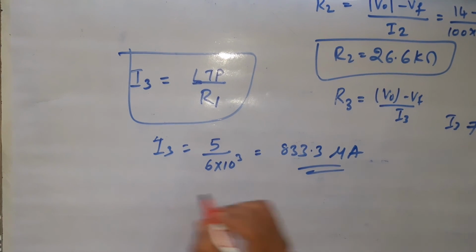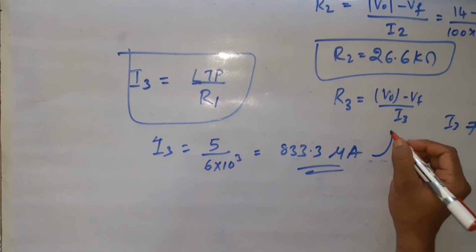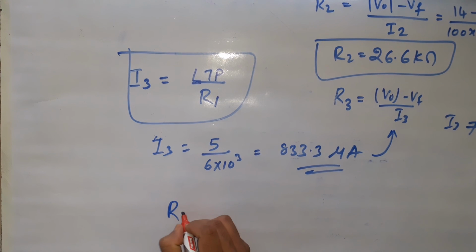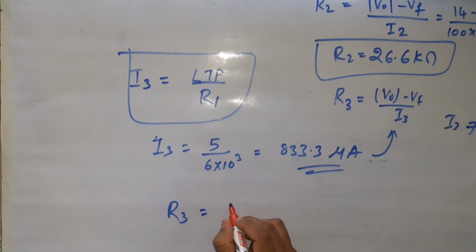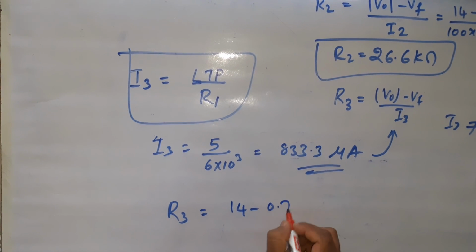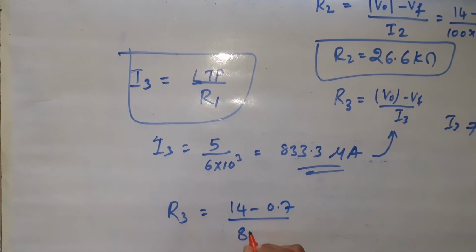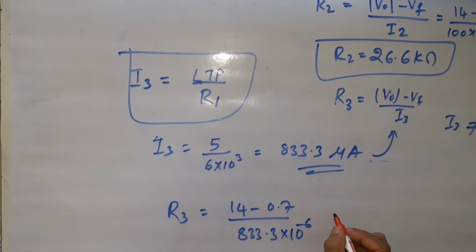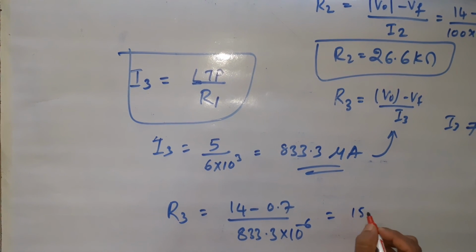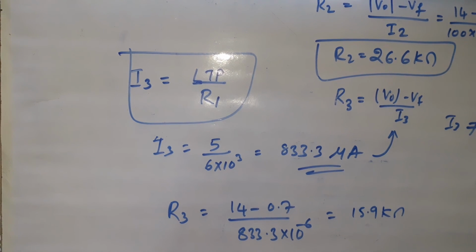So after using this I3 into R3, what is V0? 14 minus 0.7 divided by I3. 833.3 into micro means 10 raised to minus 6. So this will give you 15.9 kilo ohms. So R3 is 15.9 kilo ohms.